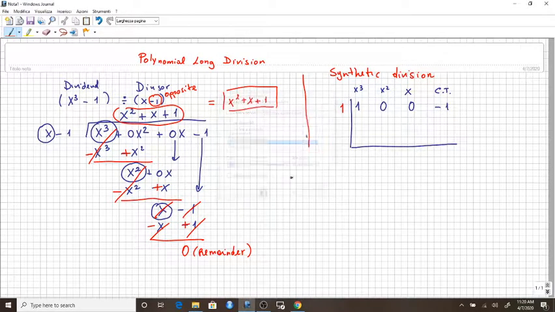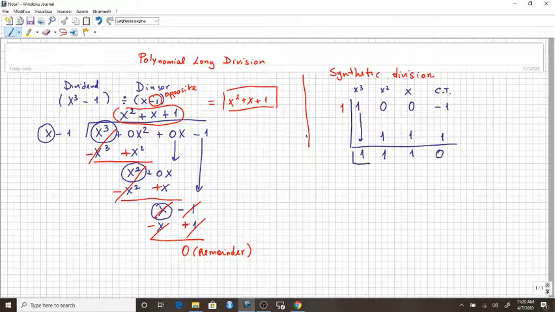And this is how the algorithm is going to work. You bring down the first number, which is 1, and then I multiply this 1 by this 1 here on the left side. 1 times 1 is 1, so I'm going to write this here. Then I'm going to add 0 and 1, 0 plus 1 is 1. I'm going to multiply again by this 1, 1 times 1 is 1. And then I'm going to add again 0 plus 1, which is 1. I'm going to multiply again 1 times 1, which is 1, and negative 1 plus 1, which is 0. We're practically done. Okay? This last row represents your solution.